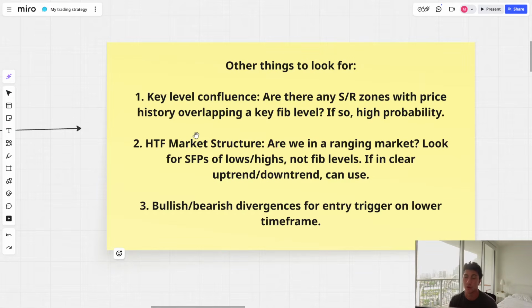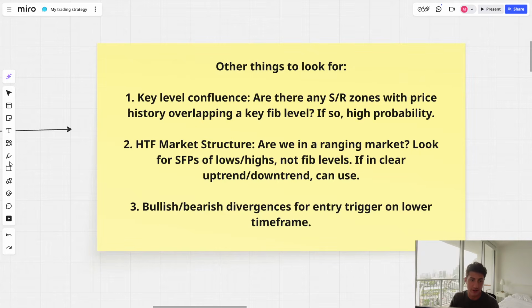Some other things to look for when you're pulling your fib, right? Do you have key level confluence? Are there any support resistance zones with price history overlapping a key level? If so, that is going to be a high probability trade. I'm also going to jump into how to spot these.